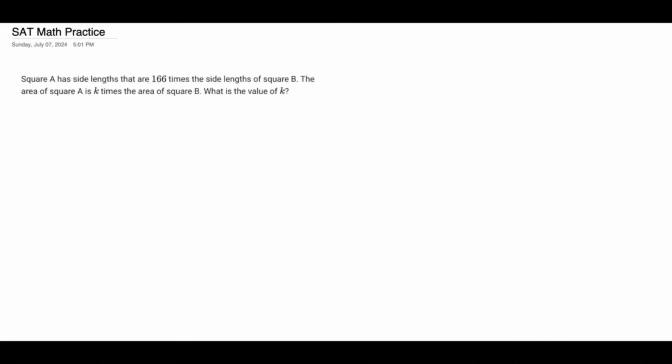Square A has side lengths that are 166 times the side length of square B. The area of square A is k times the area of square B. What is the value of k? So it's a very straightforward question. You can draw a diagram if you want to visualize it.